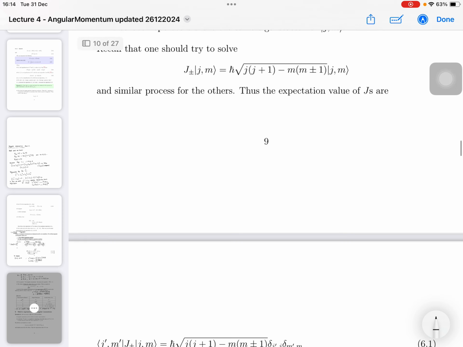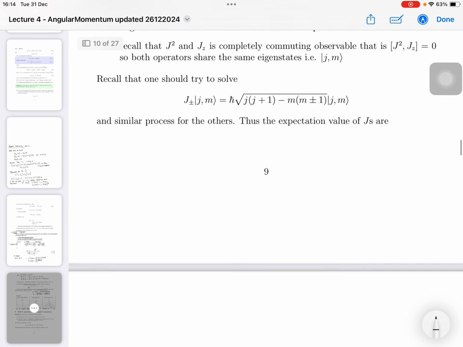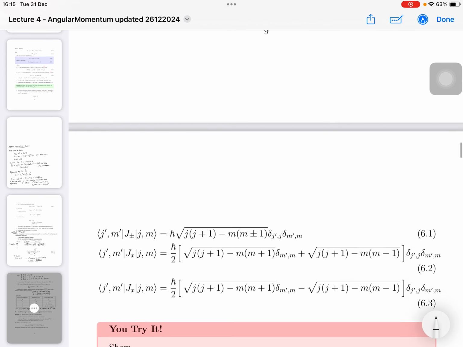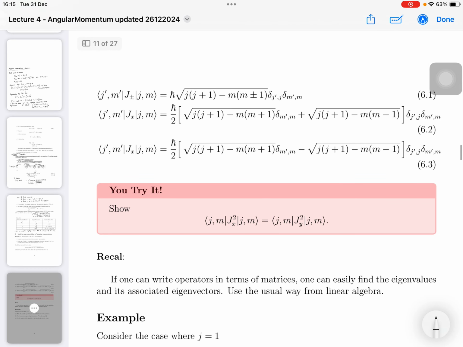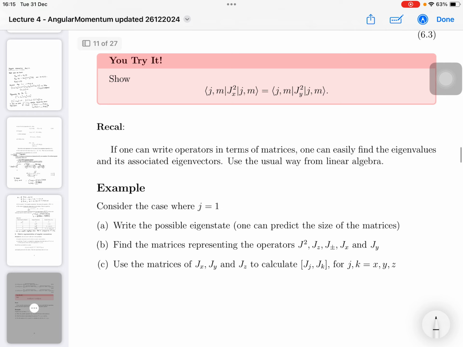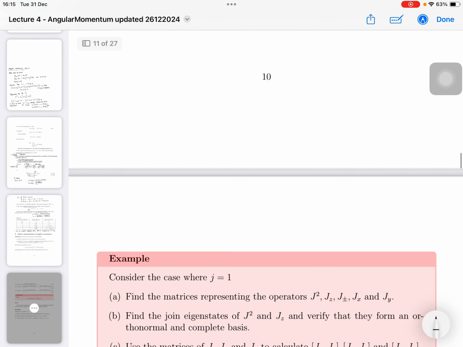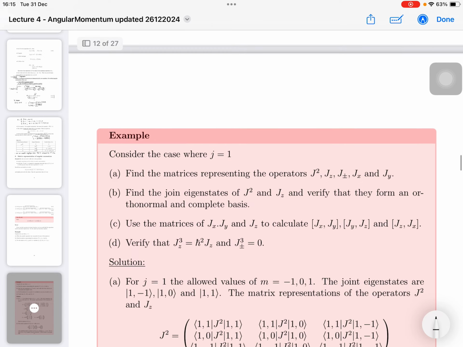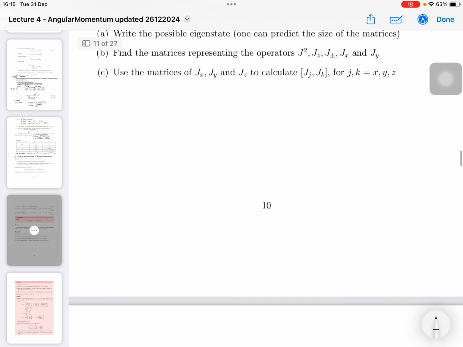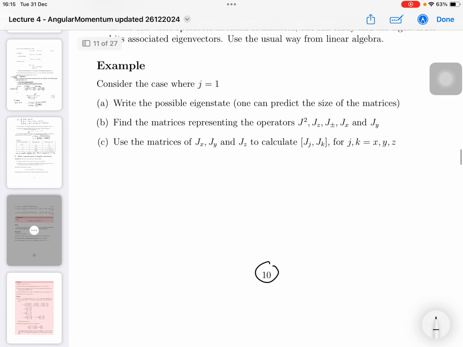I will give more on matrix representation next, but you can try to have a look at the examples given. Okay, thank you.